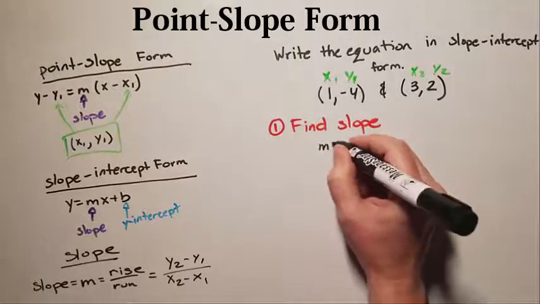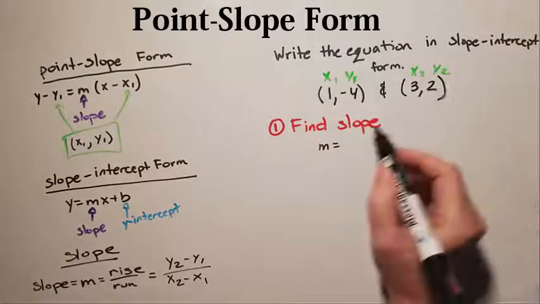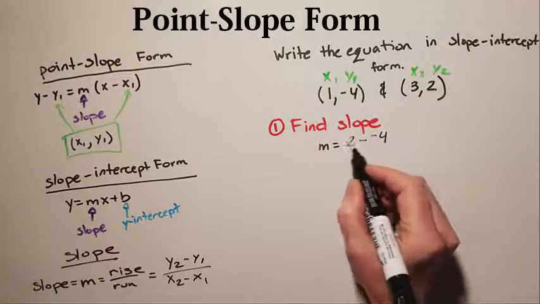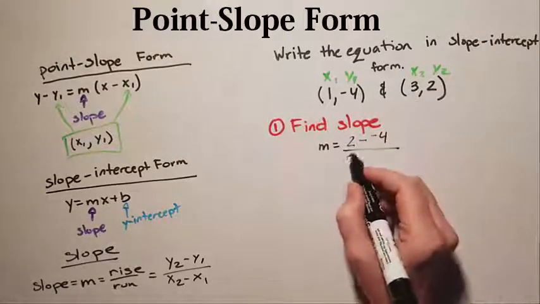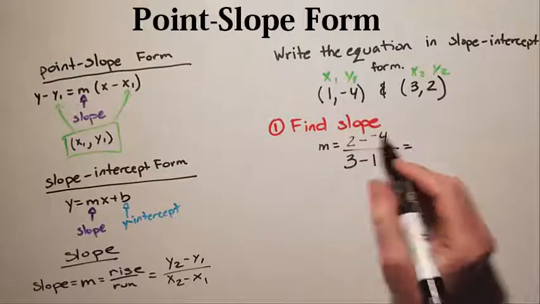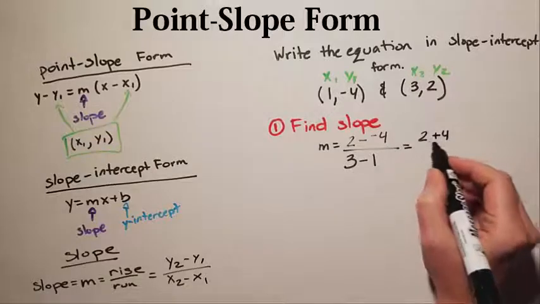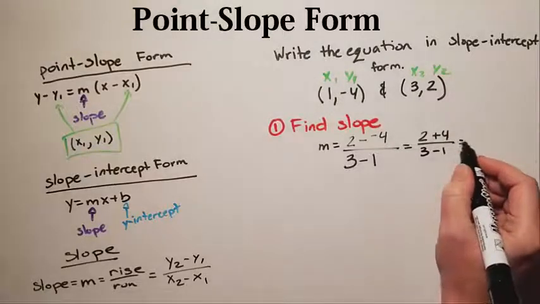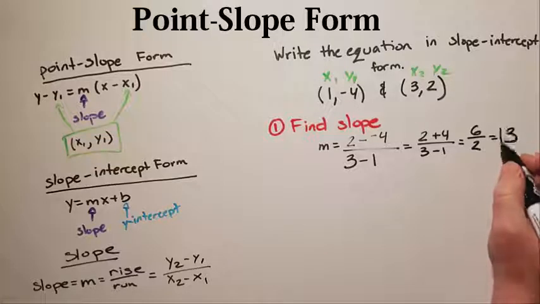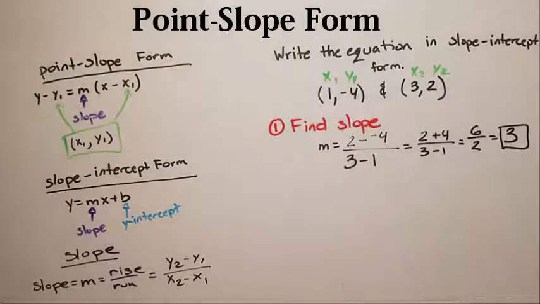So slope is, I need my y2, so I have 2 minus my y1 is a negative 4. x2 is 3 minus my x1 is 1. So this is 2 plus 4 over 3 minus 1. So I have 6 over 2, which simplifies down to 3. So you just found our slope to be 3.